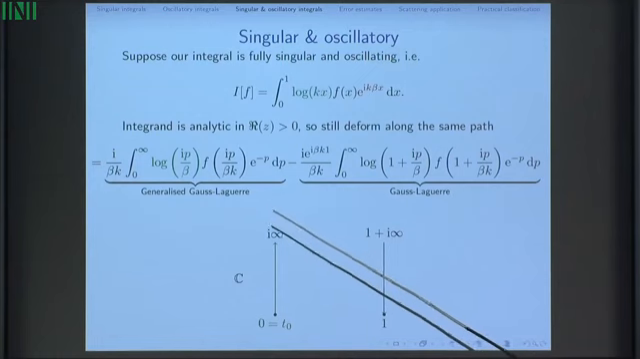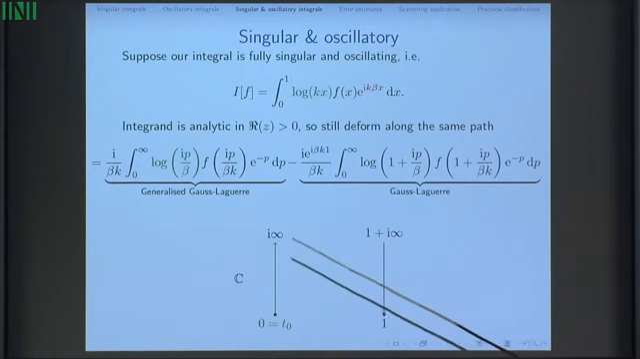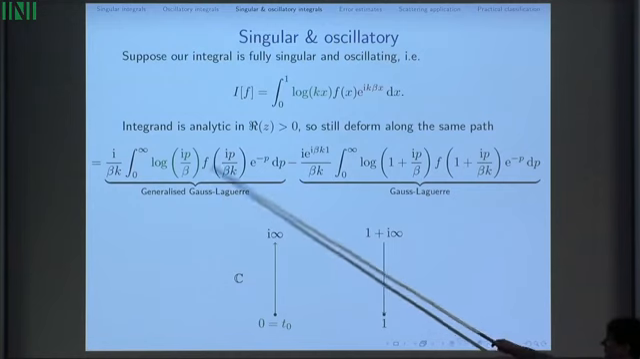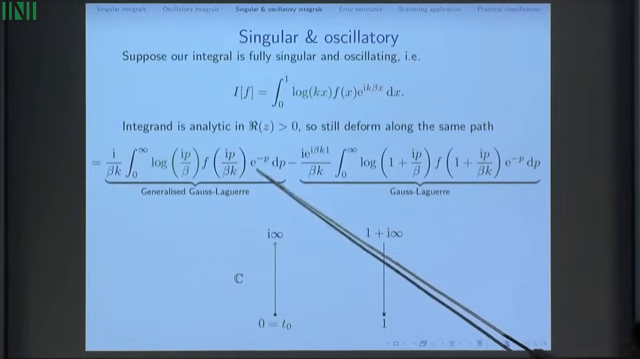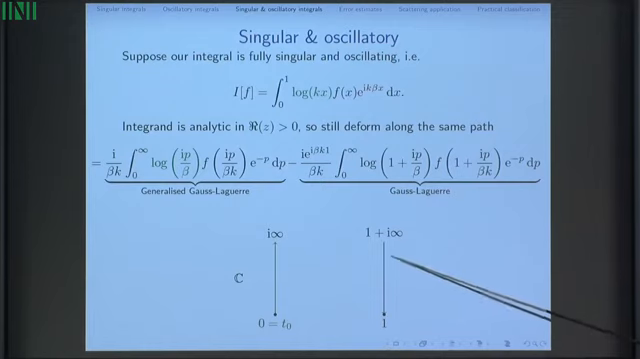So this came up a few slides ago. Generalized Gauss-Laguerre is perfect for a logarithm times smooth times exponential decay integrand. And then in the case of this integral, we just use Gauss-Laguerre, which is the same as in regular numerical steepest descent. Okay, so hopefully that's clear up to this point.